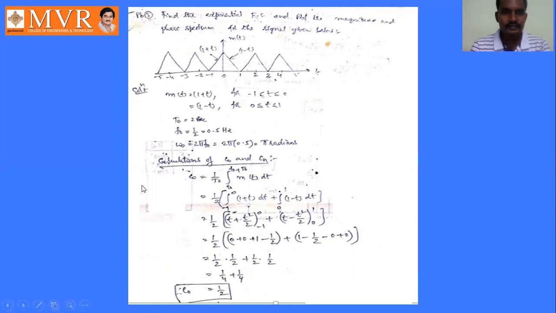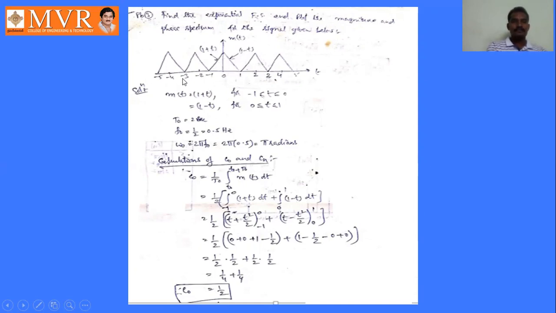So here we have two m of t functions. First m of t function is m of t equal to 1 plus t for t in between minus 1 and 0. Minus 1 is less than t is less than 0, its value is 1 plus t, and from 0 to 1 its value is 1 minus t. So it is equal to 1 minus t for 0 is less than t is less than 1. So from minus 1 to 1 this waveform exists. With this time period it will be repeated.